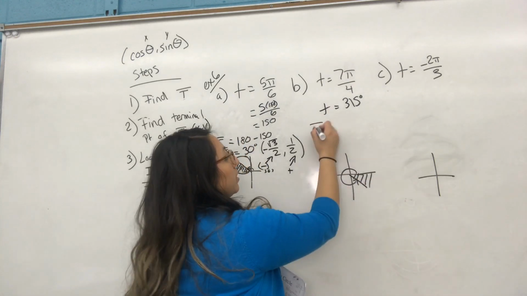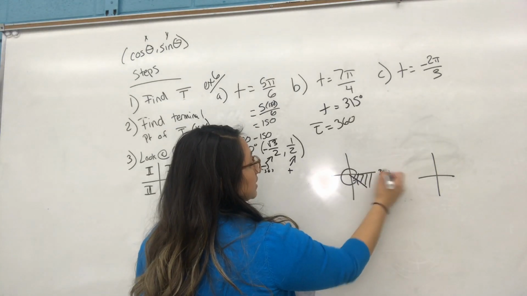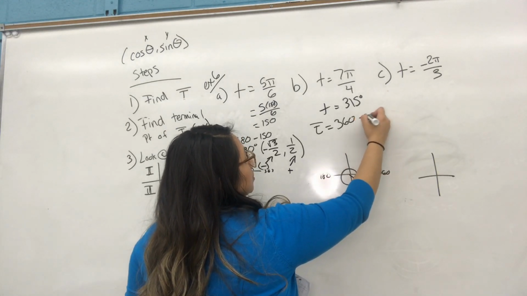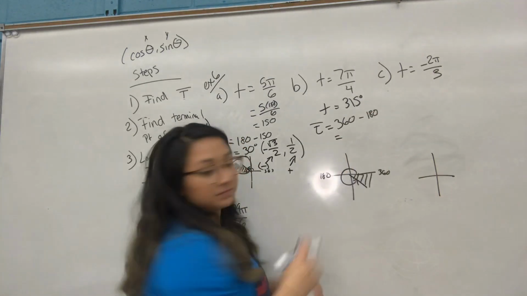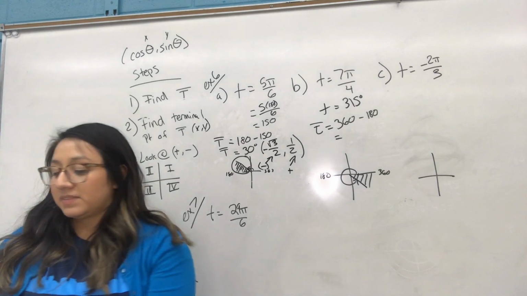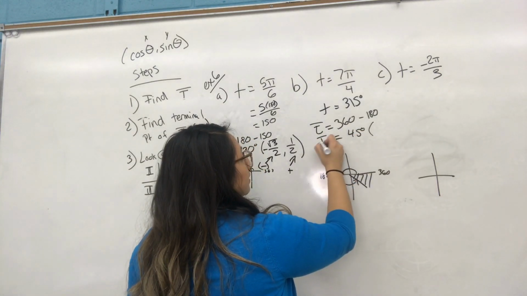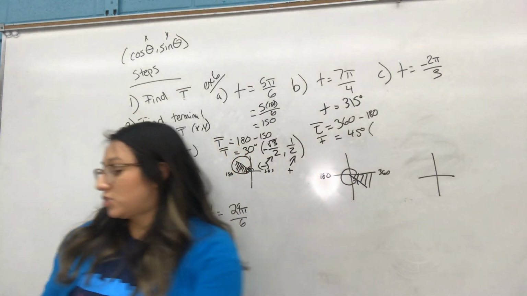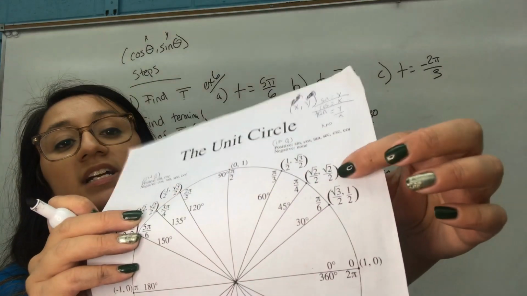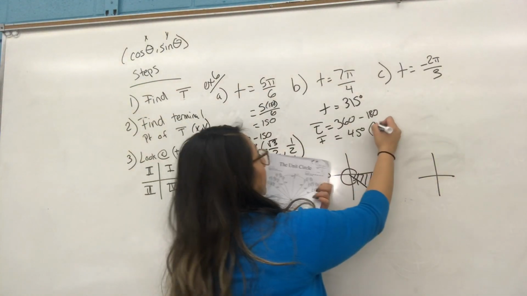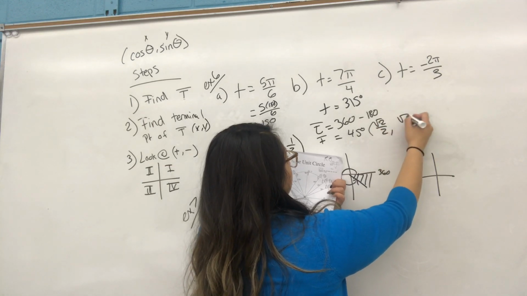So to find the reference angle, I am subtracting from 360, because now it's closer to the 360 than the 180. So 360 minus 315, and that is 45. So it's my 45 degrees. If I look at the chart for 45 degrees, my terminal point is right here. Terminal point is radical 2 over 2, comma, radical 2 over 2.